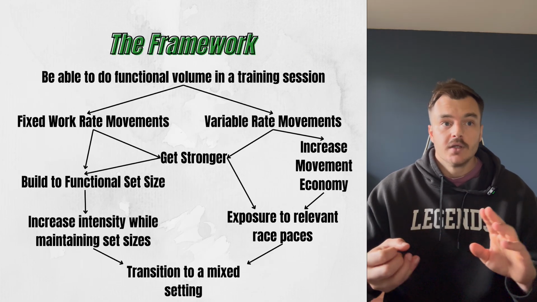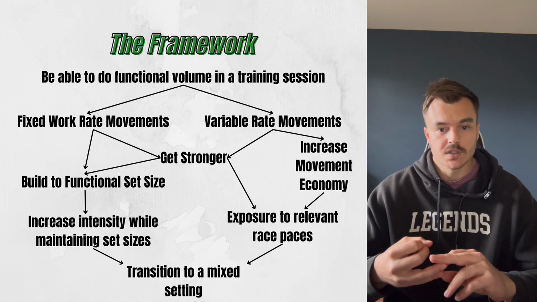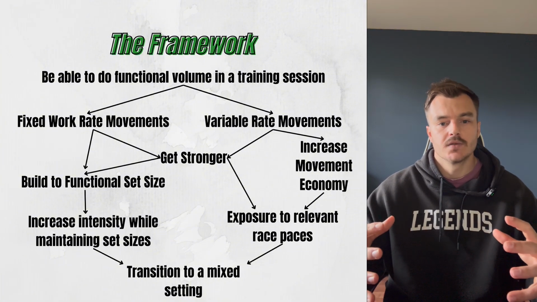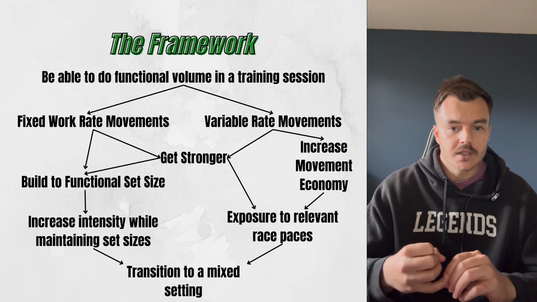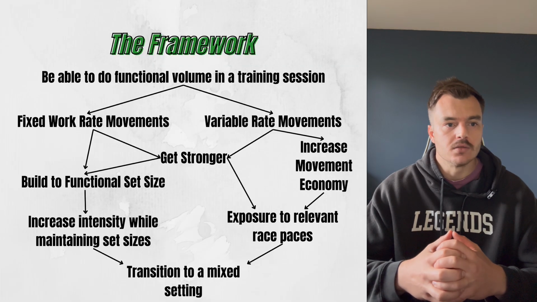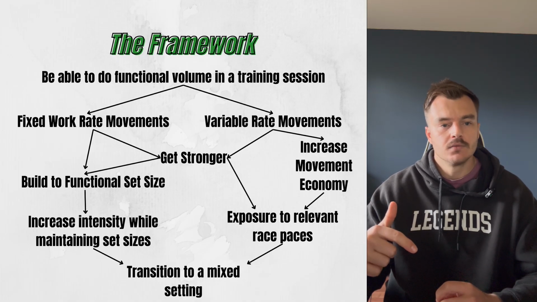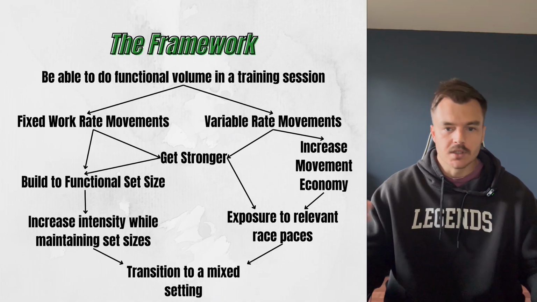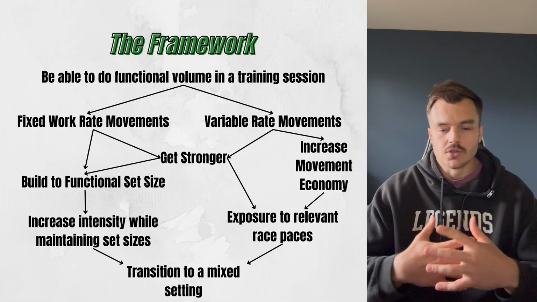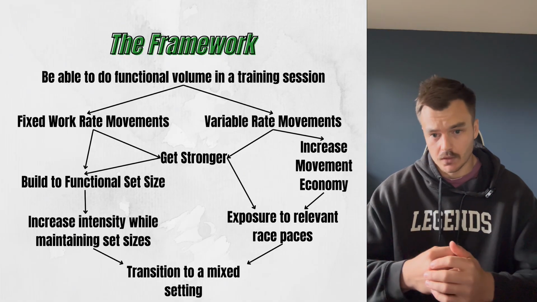So the framework: you want to be able to do functional volume in a training session, regardless if it's fixed or variable in terms of its speed. For fixed rate movements, the goal is to build up to functional set size, right? If you're not capable of tolerating functional set size, then you need to get stronger and likely add a little bit of technique work to build some efficiency. And then that's going to allow you to hit functional set size. Once you can do functional set size, just start to fold in intensity, slowly work it into things like interval training and metcons. And then finally, at the end, you can transition it into a full mixed setting, which would be online qualifiers. And if you're trying to be a hero in a class workout, that's another context.